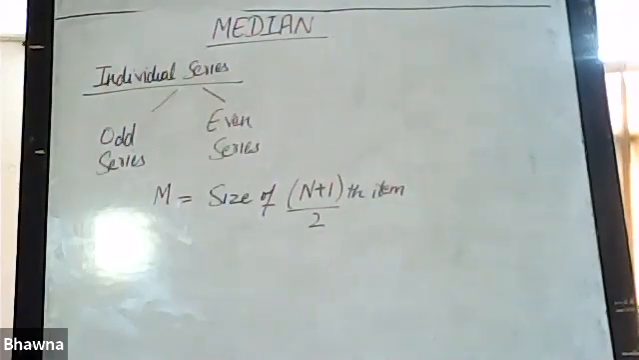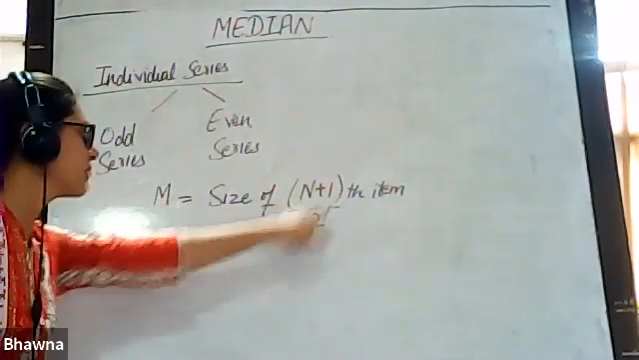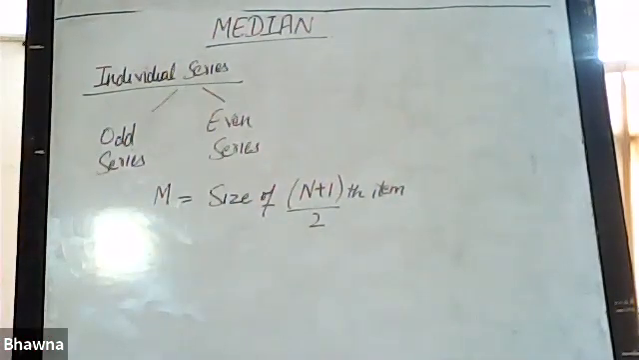So the steps for calculating the median are here. Firstly, we have to arrange the data in ascending order of size. Then locate the middle item by using the formula (n plus 1) divided by 2. And after that, the value or size of this item is the median. So now firstly we have to solve the sum with the odd series method.